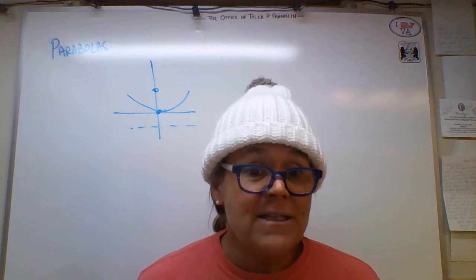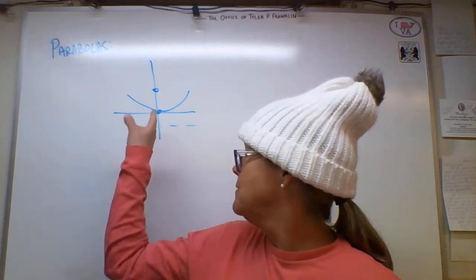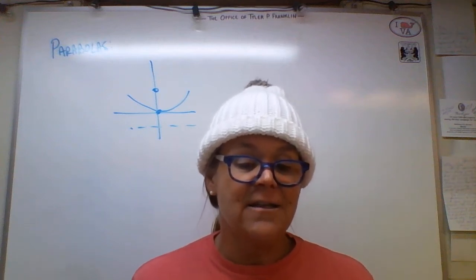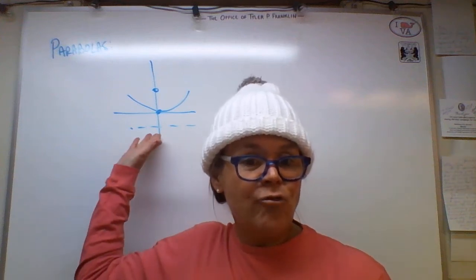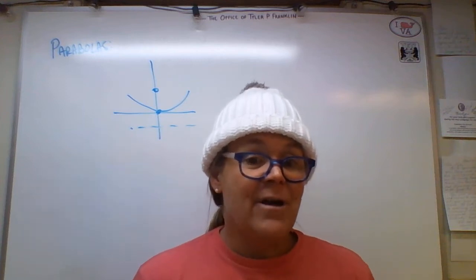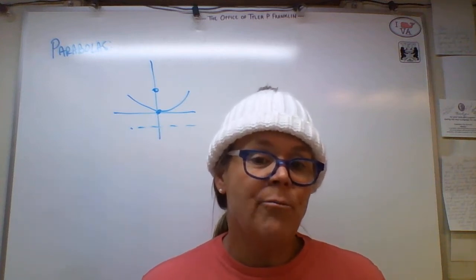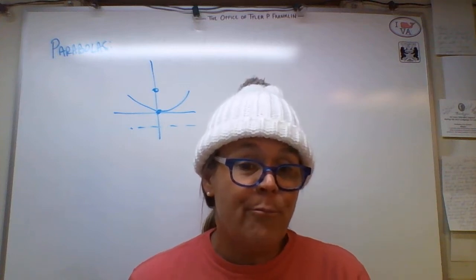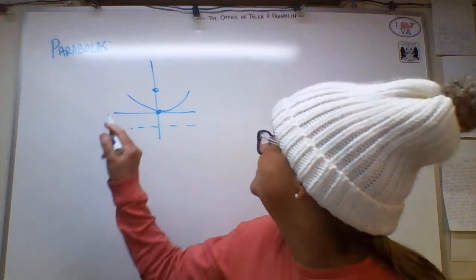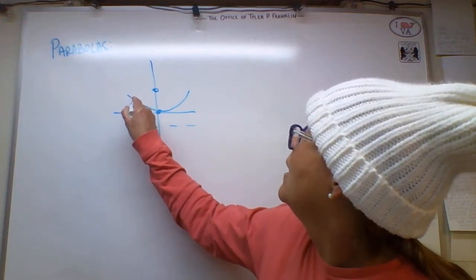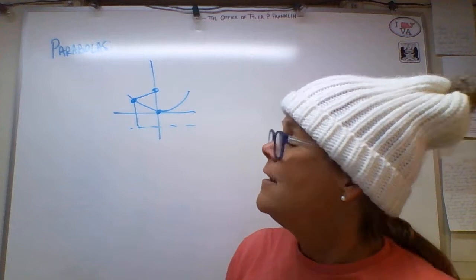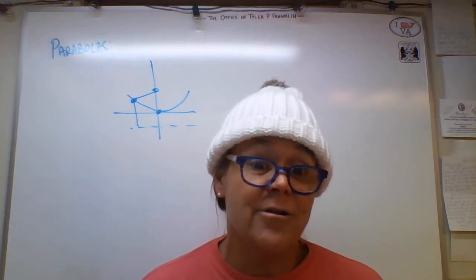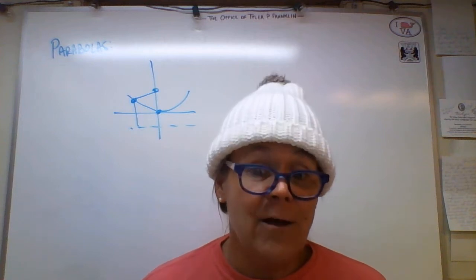So the focus is the fixed point. The directrix is the fixed line. And you draw that in your picture. Obviously, I've drawn both those things just because of the definition. If I picked a point on this parabola, those two distances, which would be measured perpendicularly, are equal.